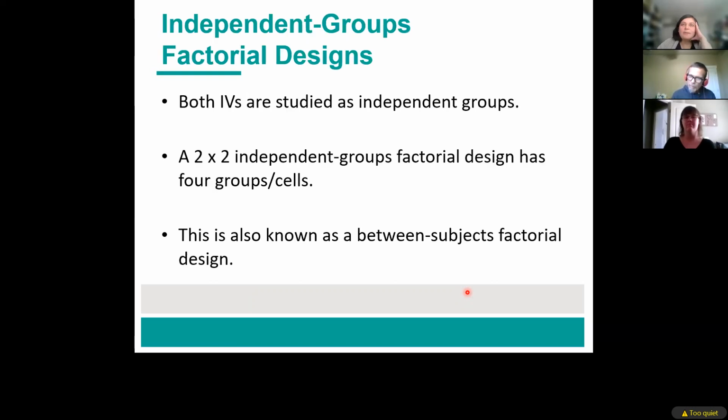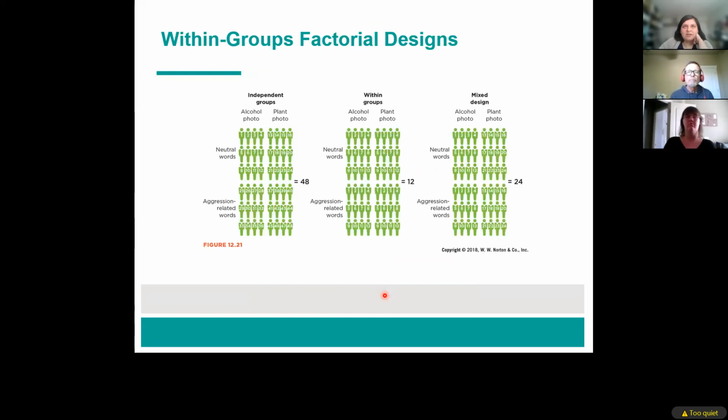Okay. Oof. So for an independent groups design, both IVs are studied as independent groups. Independent groups is between subjects. So you're only given either a very little amount of vodka or a lot of vodka. So a 2x2 independent groups design has 4 cells. We've already talked about that, also known as a between subjects design. So this is what it would look like.